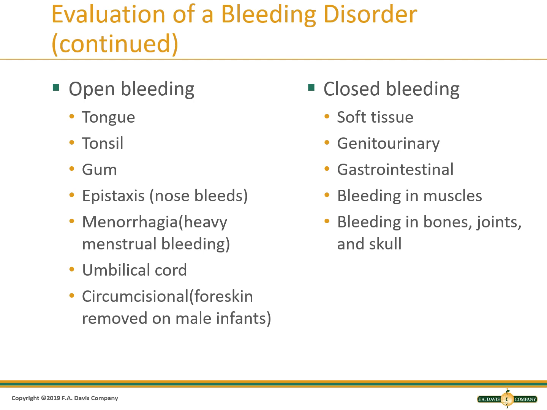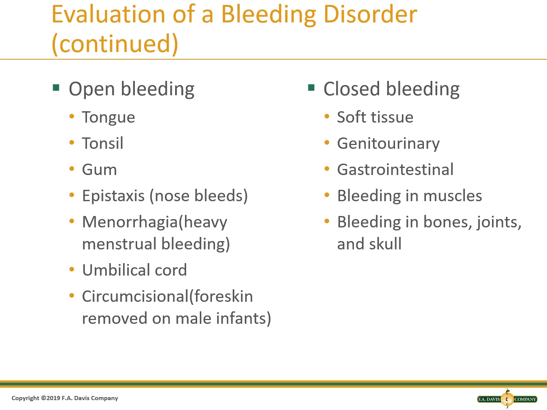The difference between open bleeding and closed bleeding, you can see here we have a list of those different types. So with open bleeding, you can have bleeding with your tongue, your tonsils, your gums, nosebleeds, heavy menstrual bleeding. Again, we mentioned the umbilical cord, which obviously would only be applicable to a newborn type situation.